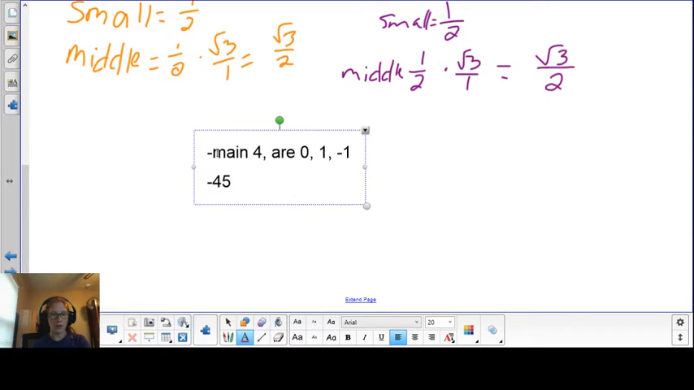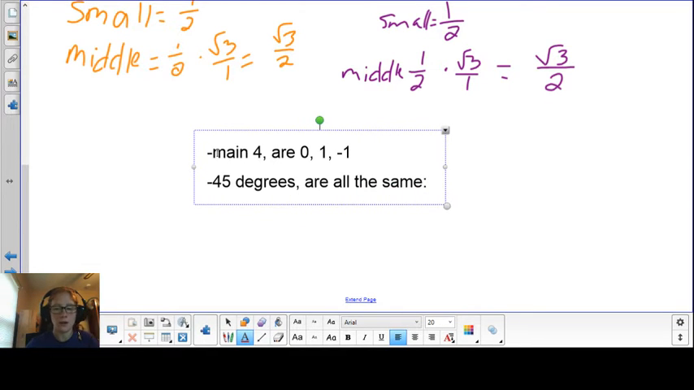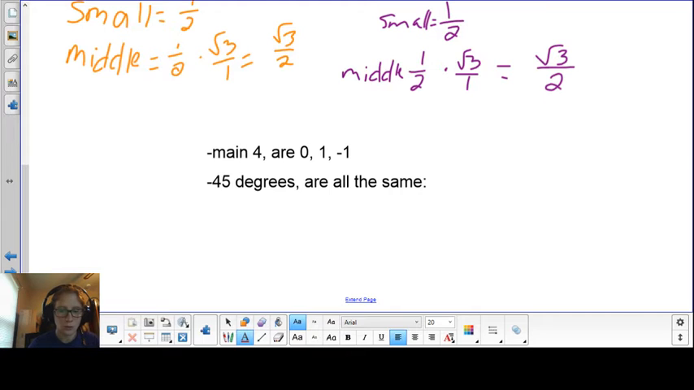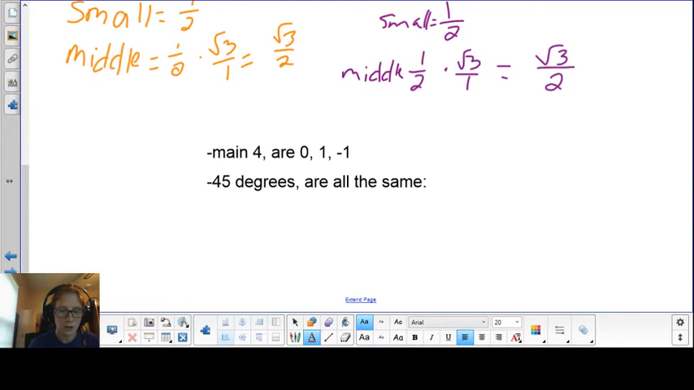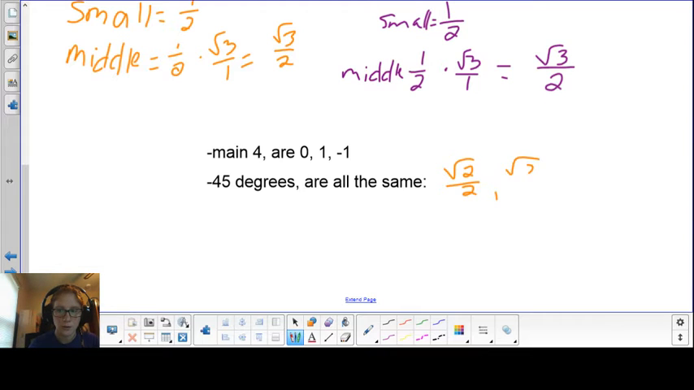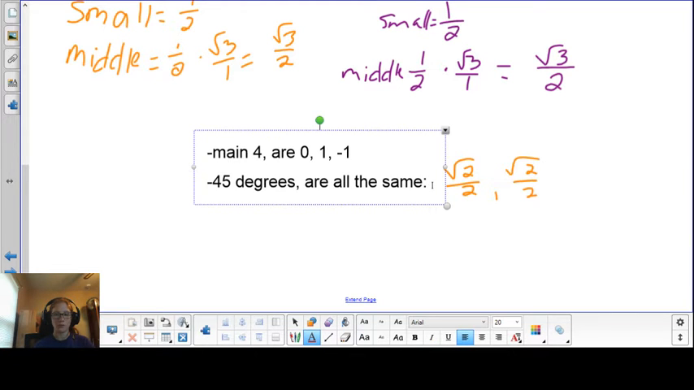My 45-degree angles are all the same. There you go, I switched those two words around. They're all some variation of root 2 over 2, comma root 2 over 2. Some are positive, some are negative, some are one of each. But they are all going to be that variation.